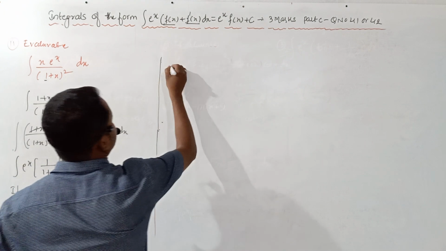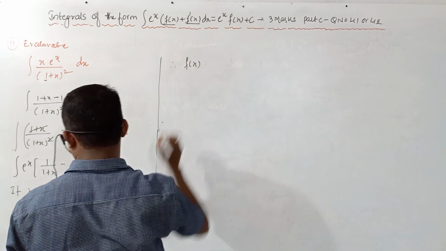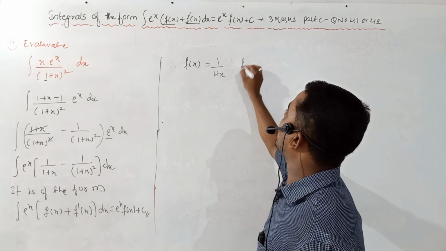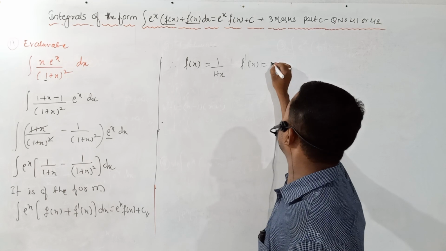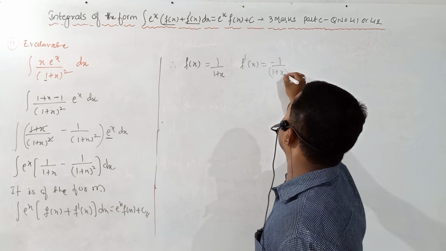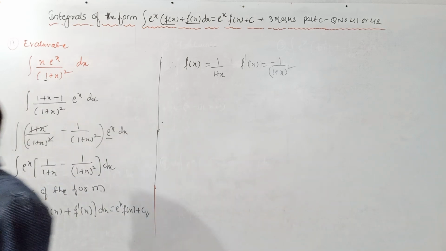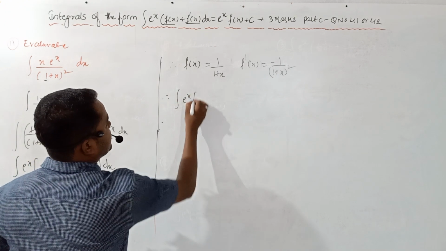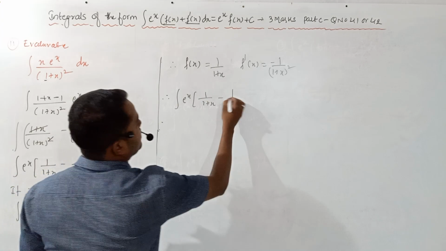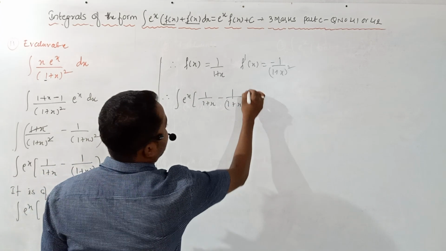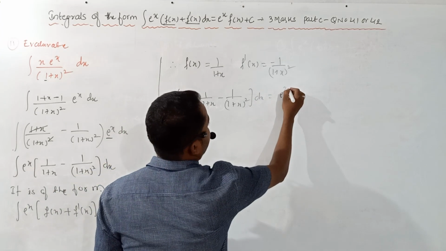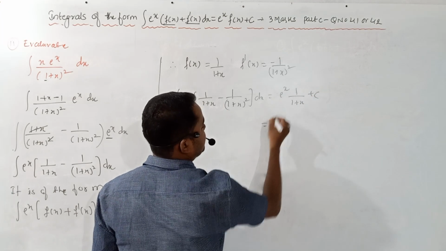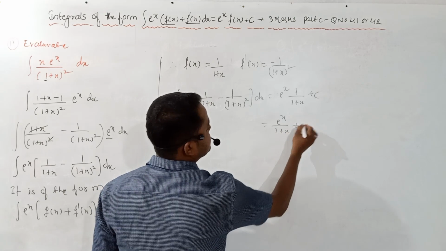Therefore, what is f of x here? f of x is equal to 1 by 1 plus x, and f dash x is minus 1 divided by (1 plus x) whole square. Therefore, the integration of e raised to x into 1 by 1 plus x minus 1 by (1 plus x) whole square dx is equal to e raised to x into 1 divided by 1 plus x plus c, that is e raised to x divided by 1 plus x plus c.